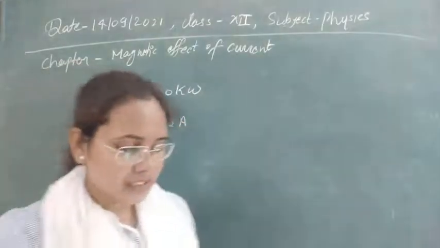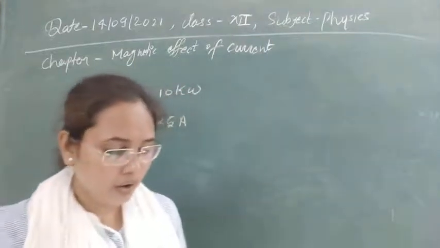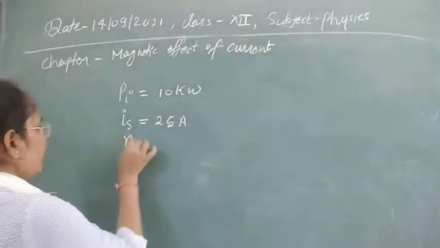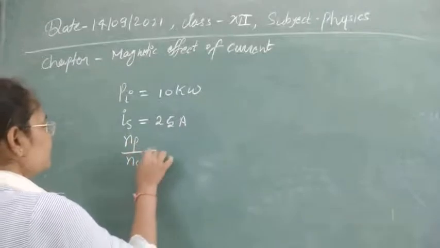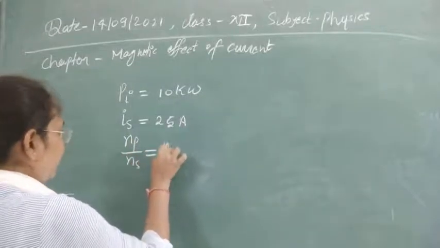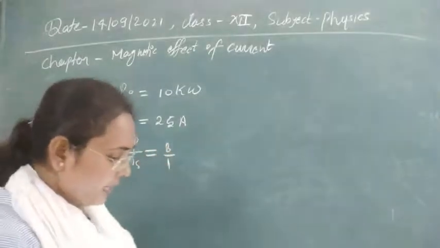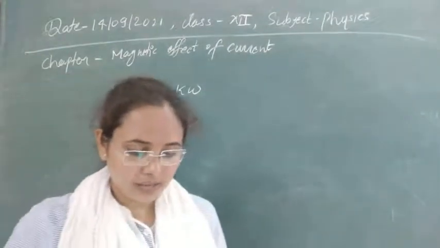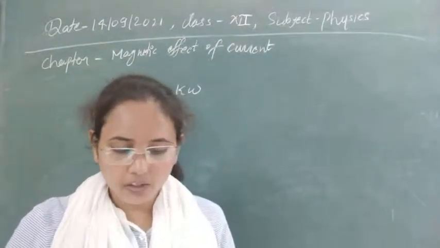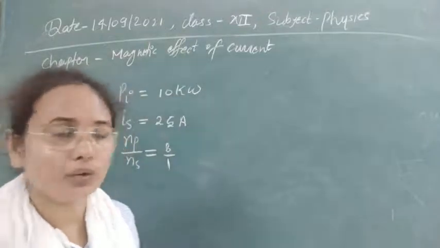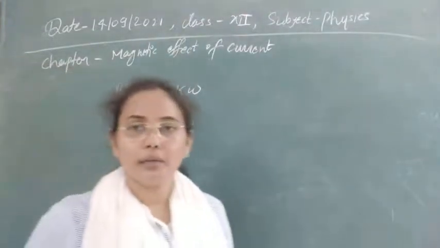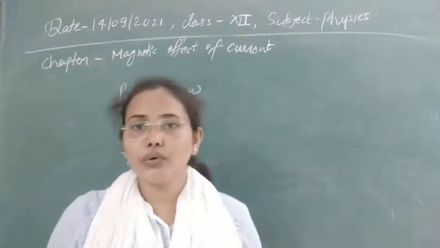If the primary and secondary turns are in the ratio of 8:1, so here Np to Ns, this ratio is given and that is equal to 8:1. Then the potential difference applied across the primary coil. So we have to find out what will be the potential across the primary coil.